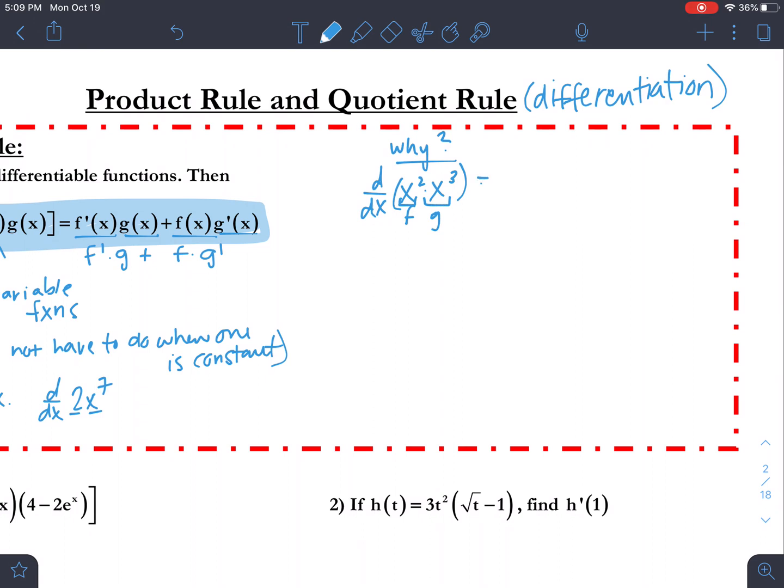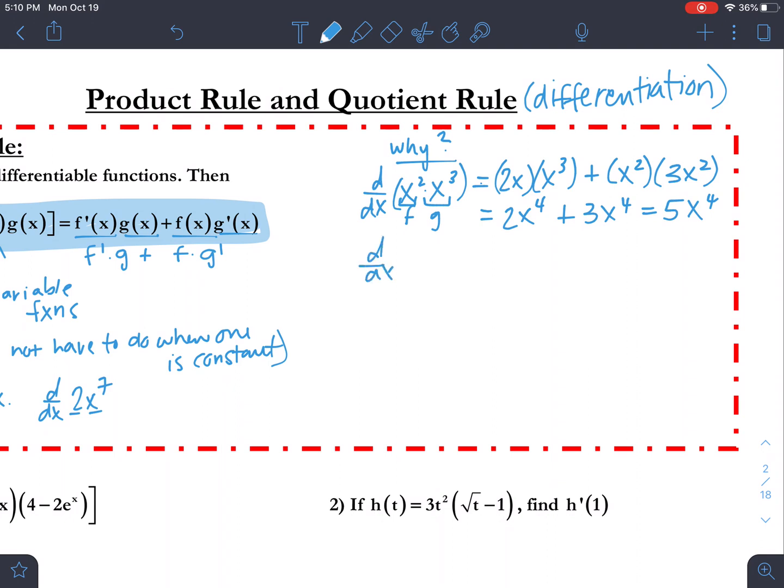If we were to take the derivative using the product rule, we would do derivative of the first, so 2x times the regular second function, x cubed, plus regular f times derivative of the second. And that would get us 2x to the 4th plus 3x to the 4th, which is 5x to the 4th. And this should make sense to us, right? Because if I had just done this problem last unit, you guys would have said, just make that x to the 5th, bring down the power, subtract a power, and these two match. 5x to the 4th is definitely the derivative.